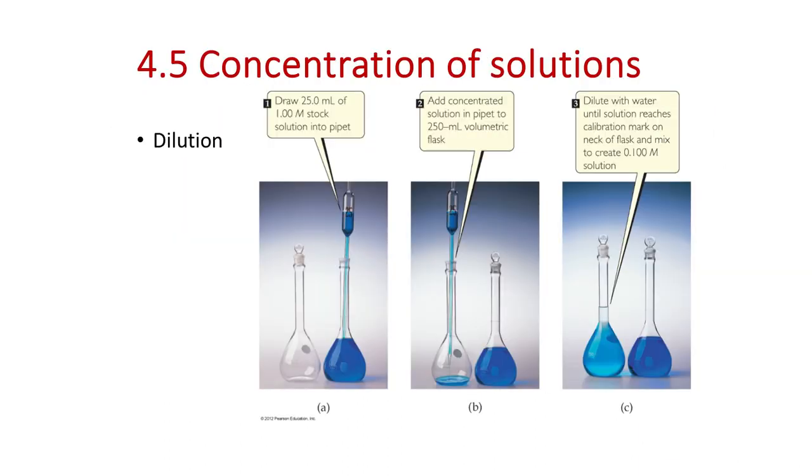Okay, so we can take solutions and change their concentrations. Primarily, we do this through dilution. You can imagine evaporating a solvent. You could take most of your ionic compounds. They have really high melting points and boiling points.